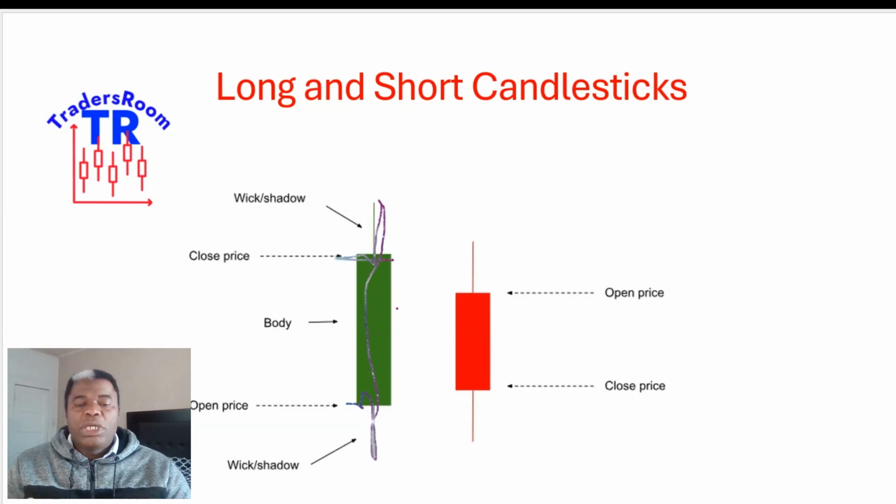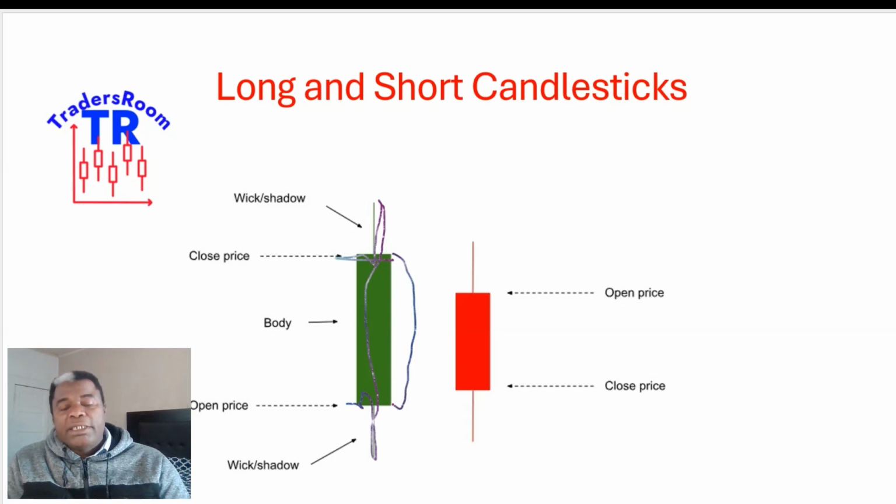So even though the sellers were able to make an impact, you find out that we still have a big body. The body of the candle from here to here is still big. That really shows that the buyers were taking control of the market. What the sellers did does not really have much impact on the market, but it was the buyers that took total control. So we now go to the short candlestick.